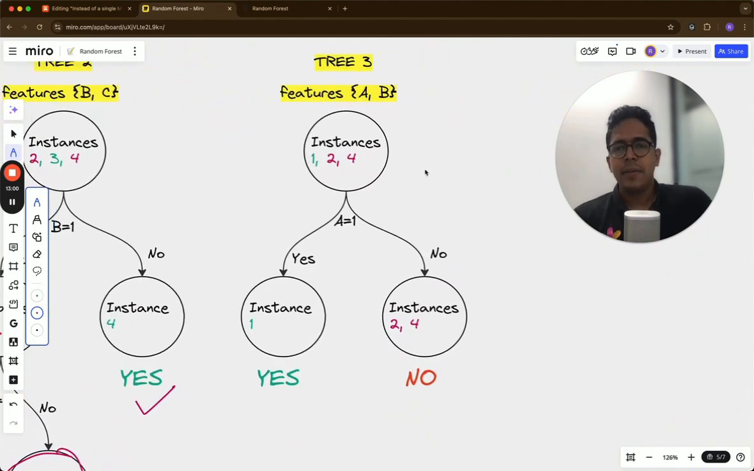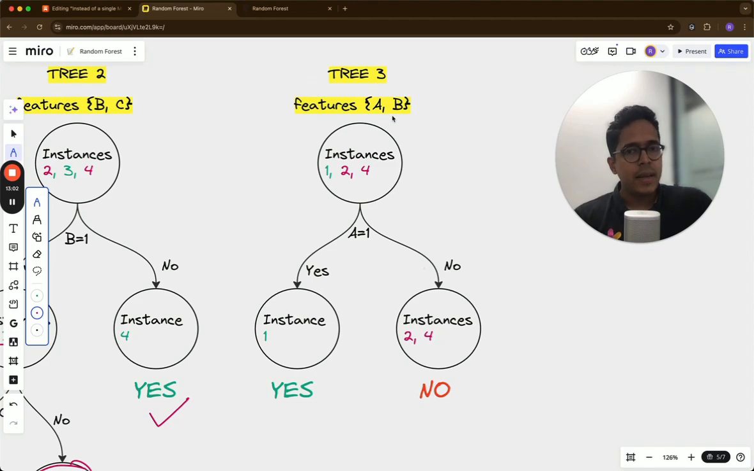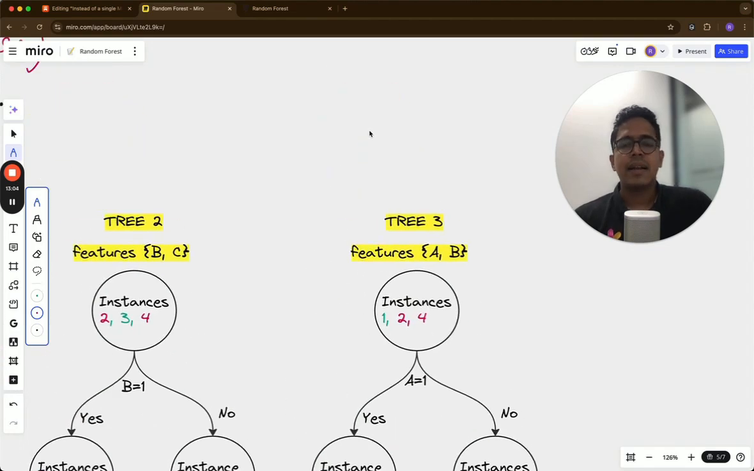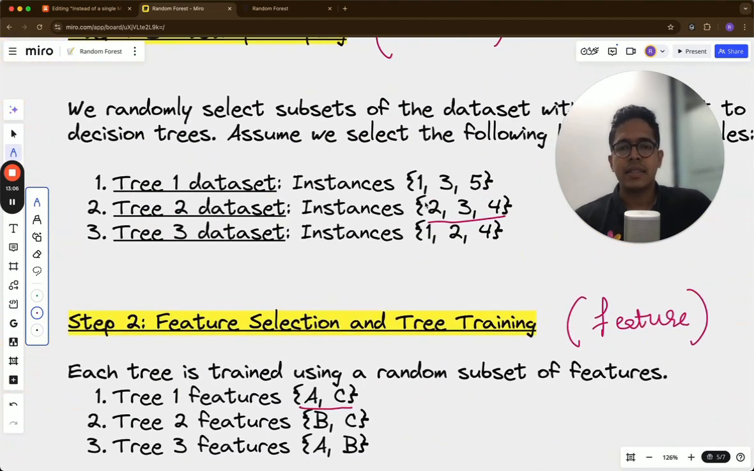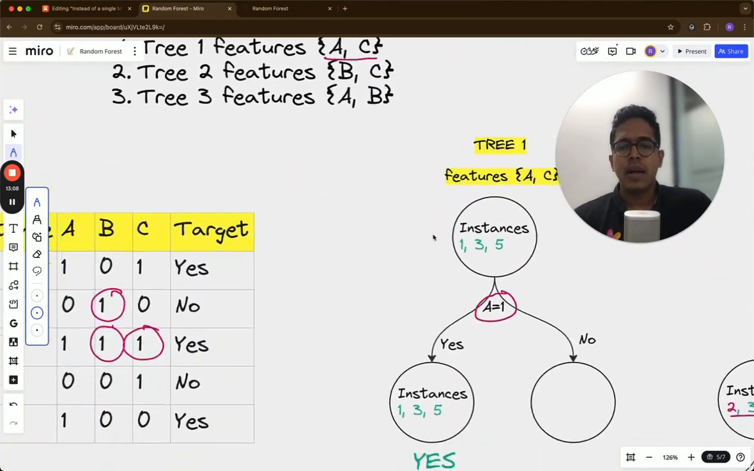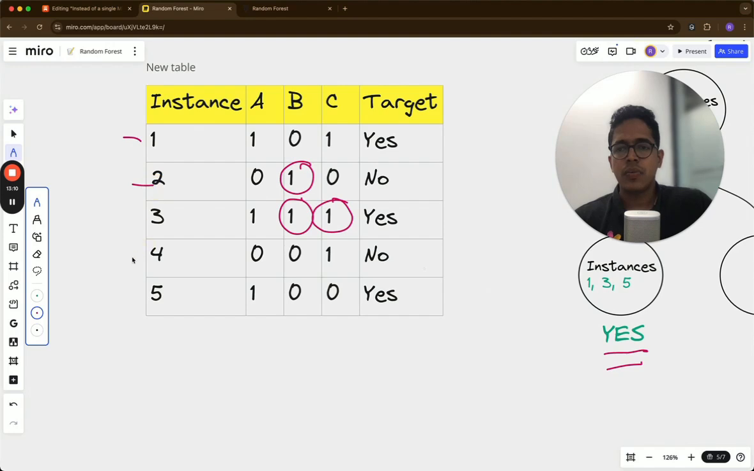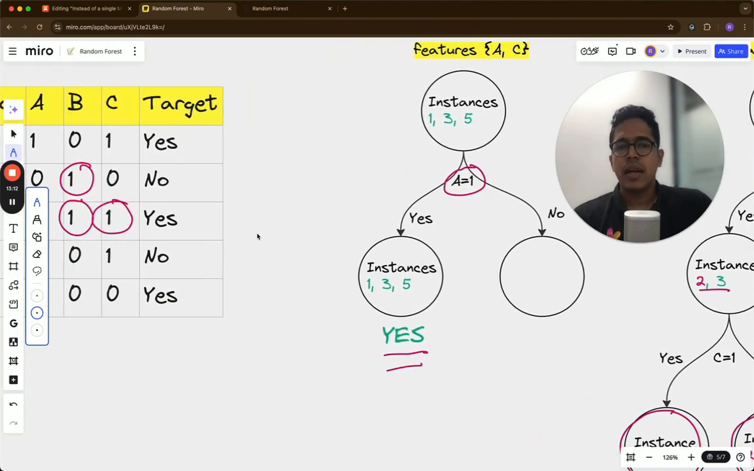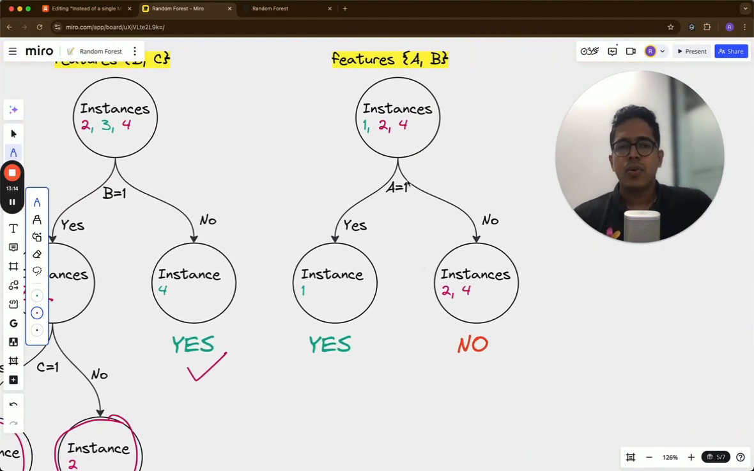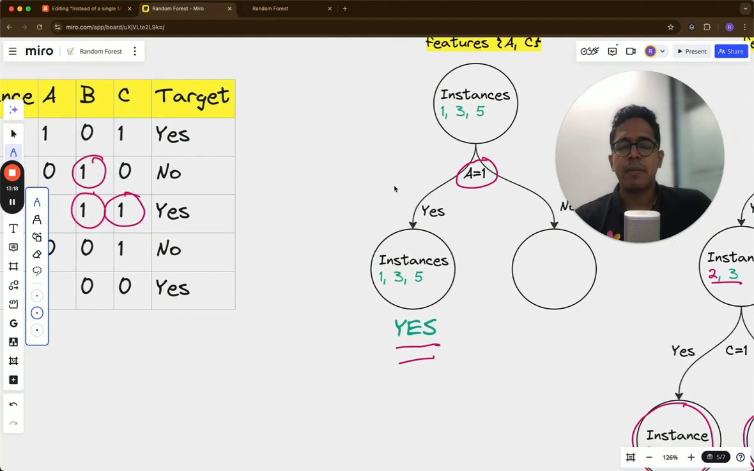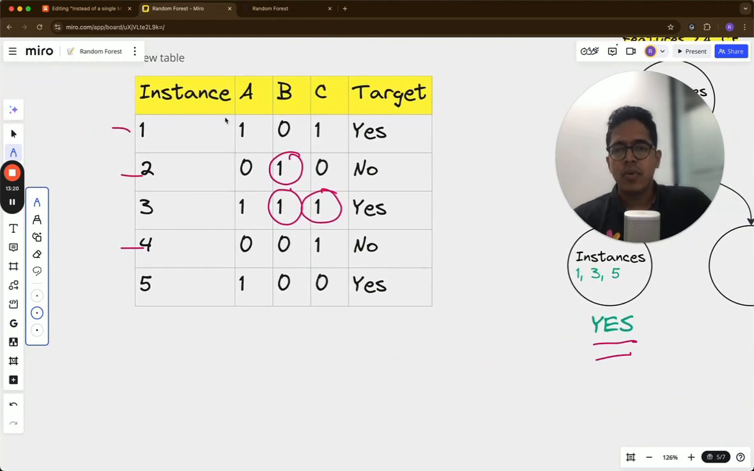And tree 3 uses features A and B. C is not used. And that has the subset data, which is 1, 2, and 4. And 1, 2, 4 means these 3 rows. And we have A and C, right? So we use A equal to 1 as the threshold. And we check for which data points A equal to 1 is true. Among rows 1, 2, and 4, A equal to 1 is true only for this row.